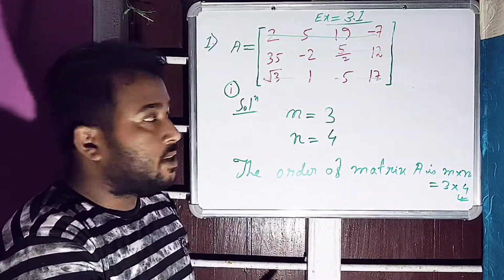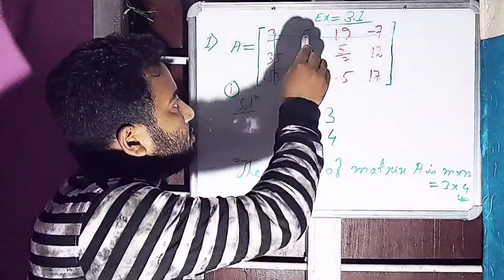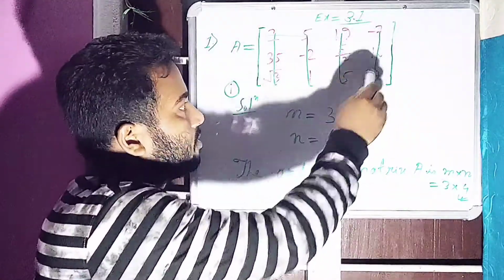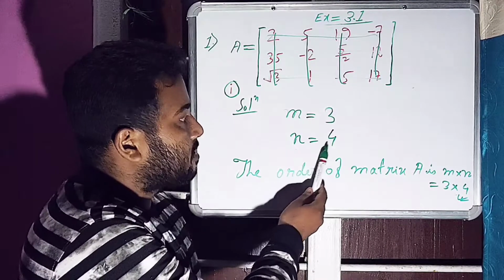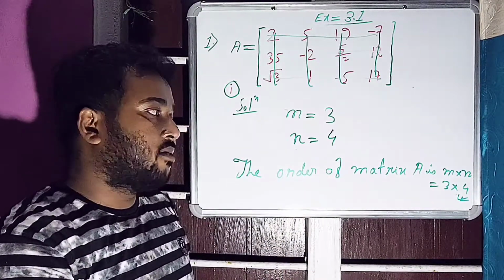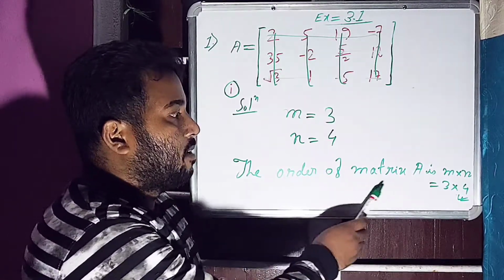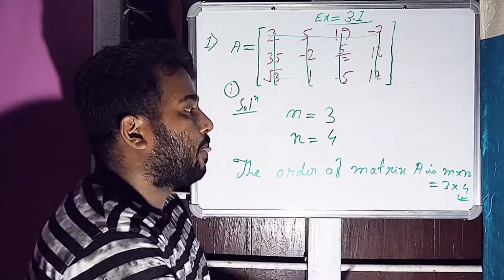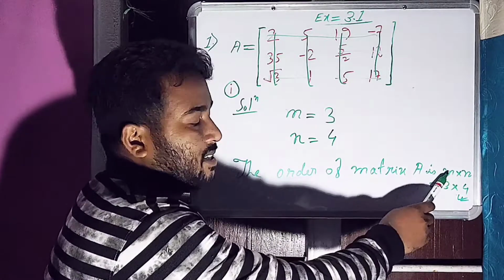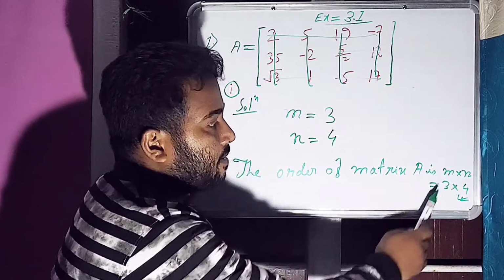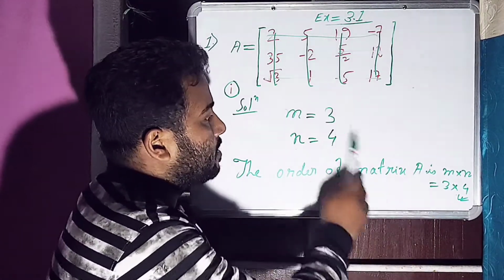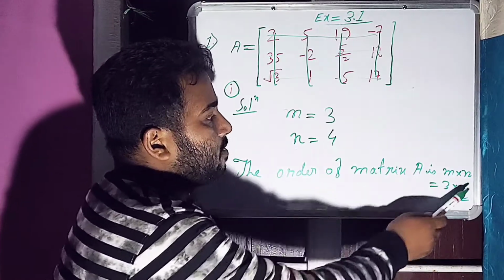And the number of columns is 1, 2, 3, 4. So the number of columns n equals 4. So now easily we can find out the order of the matrix. The order of the matrix A is equal to m times n, that is m by n, equals, m is 3 by n is 4.